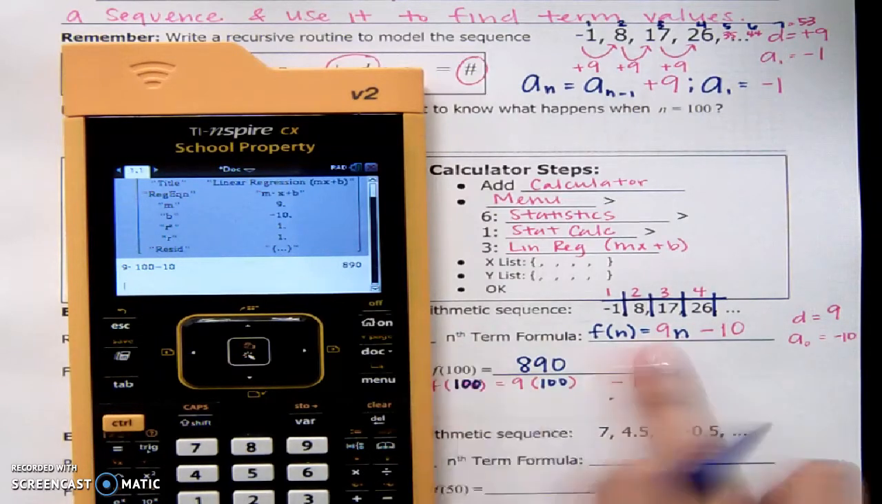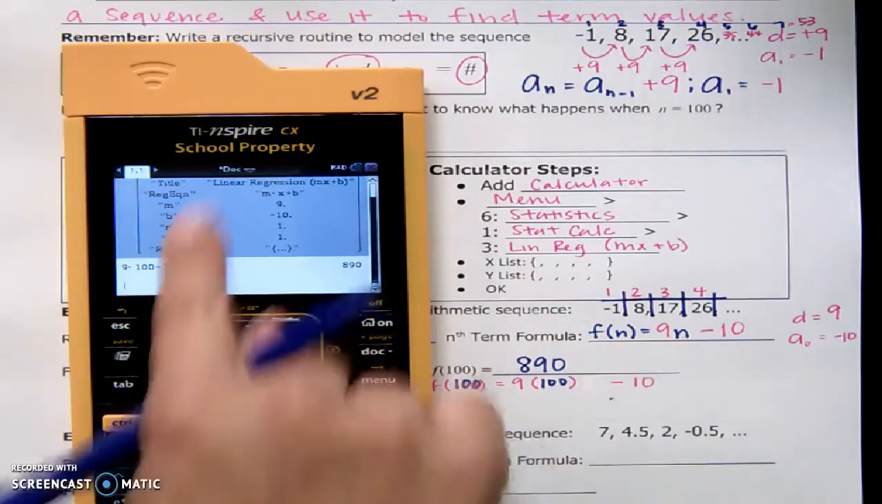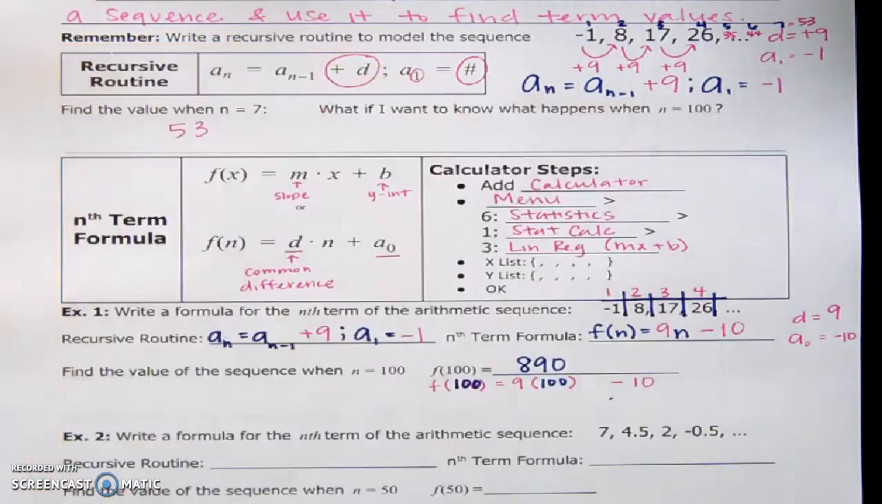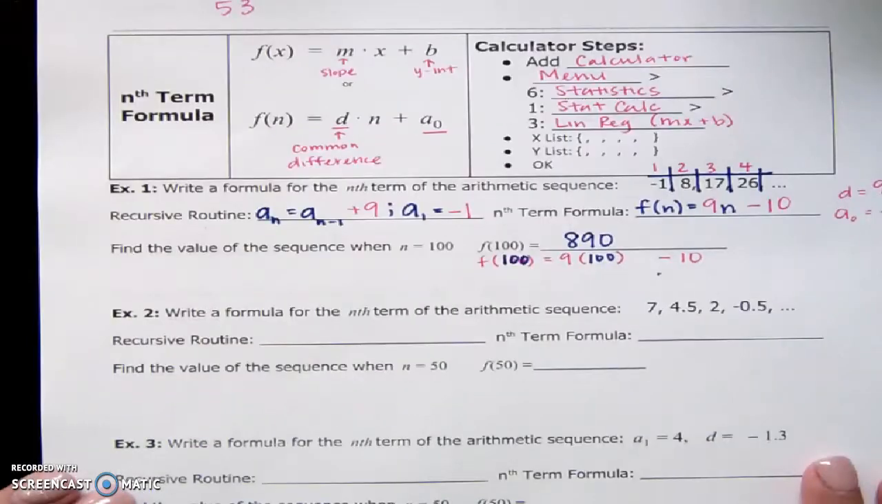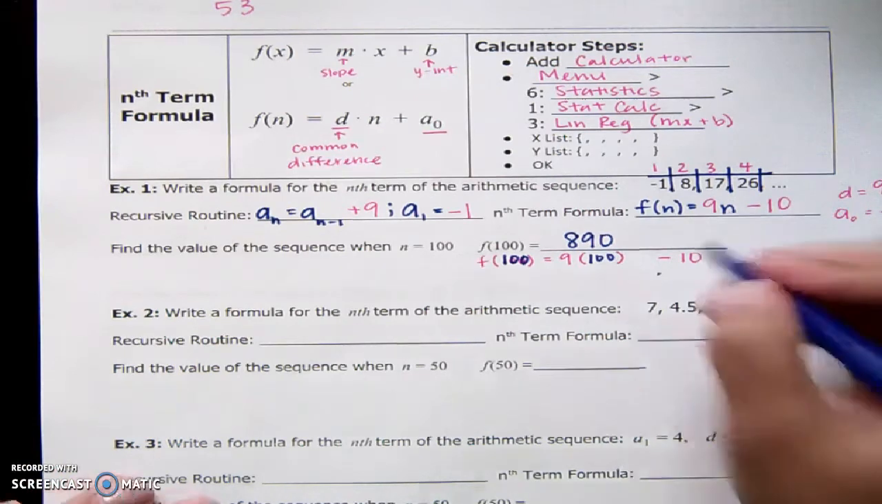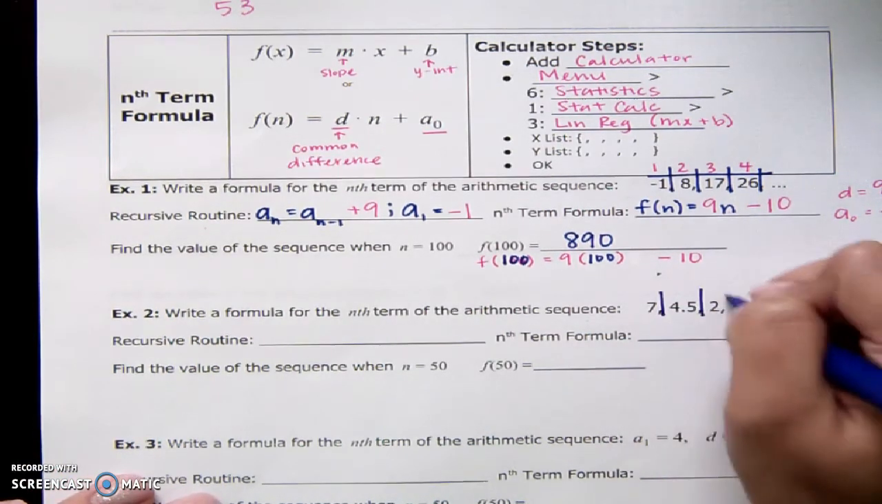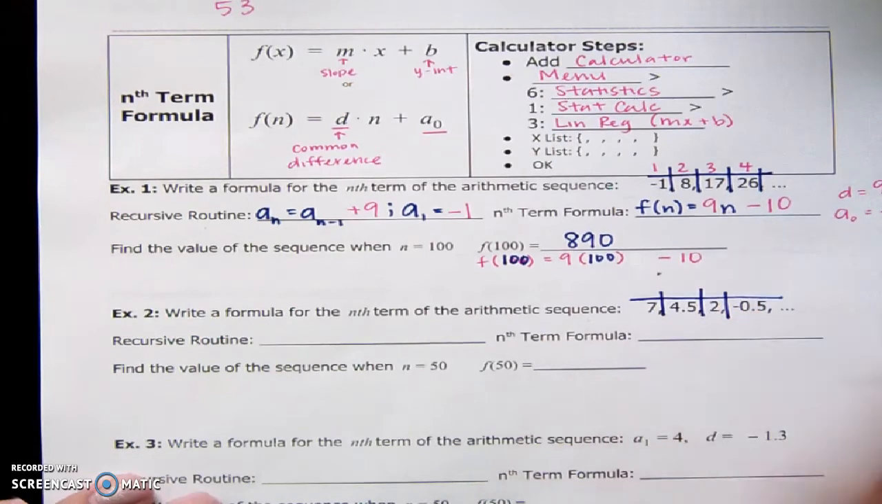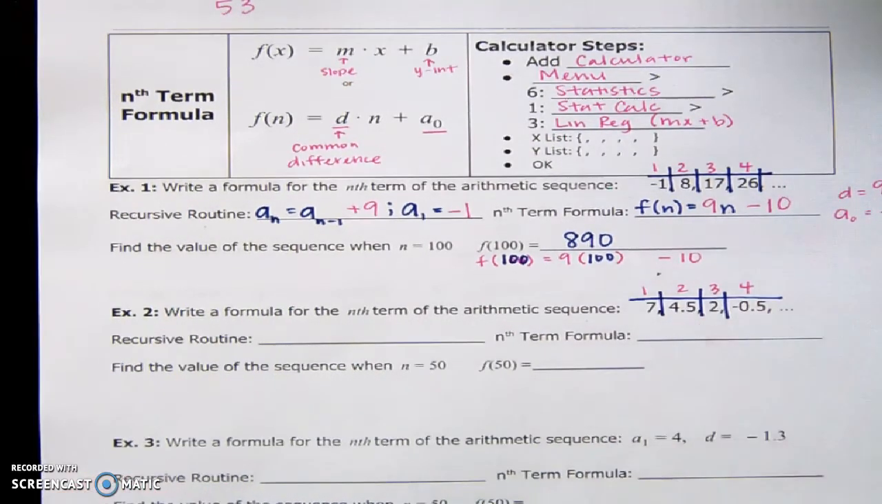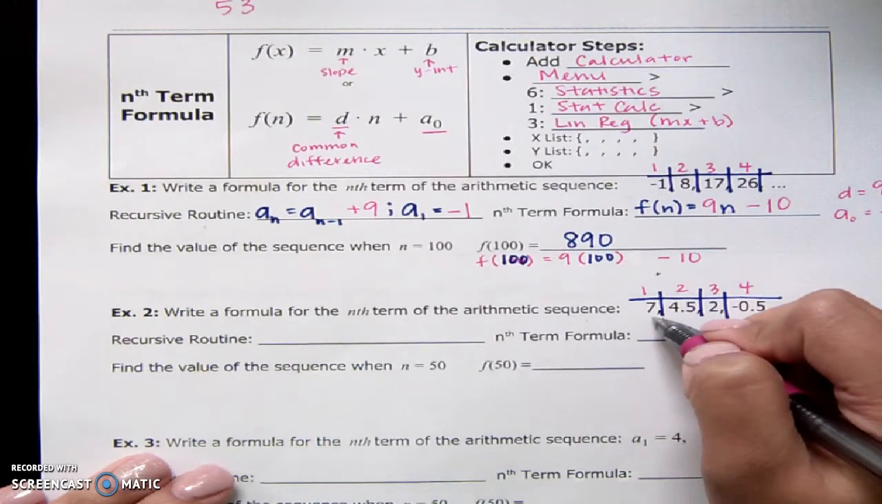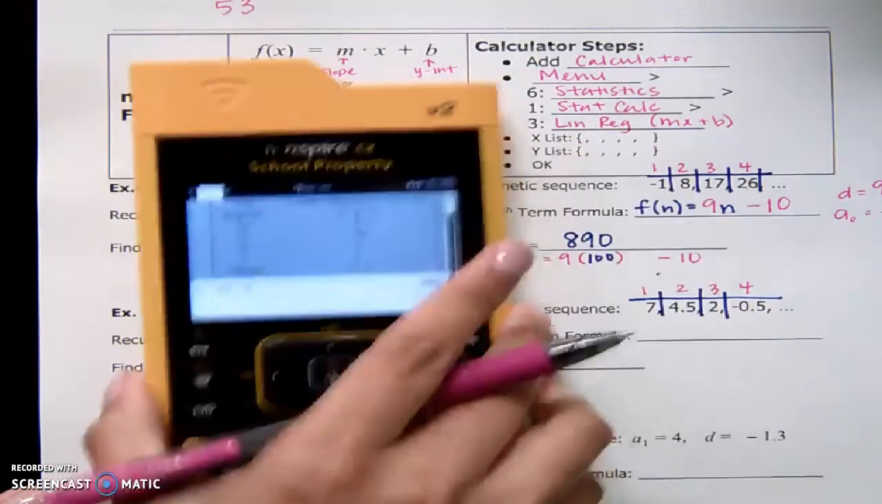Once you write the nth term formula, or when you get the slope and the y-intercept in the calculator, the nth term formula will give you any term that you're looking for. You just plug it in. Example 2, write the formula for the nth term of the sequence. So I'm going to create my table. I'm going to find my common difference. I'm just going to do everything in my calculator.